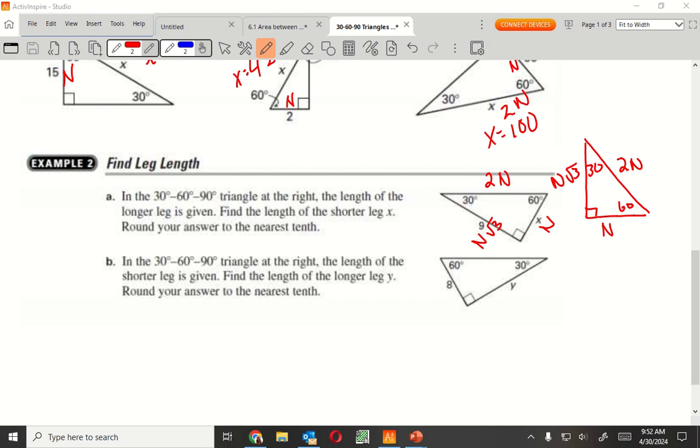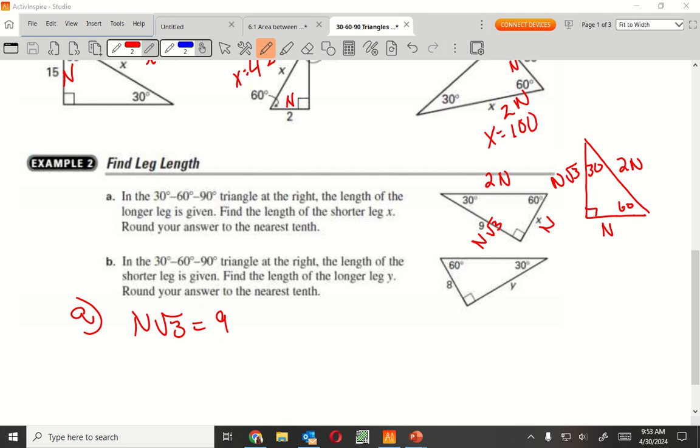Now, I'm going to set it up the same way we did last time. So, we're still trying to figure this out. When we did this yesterday, I took this value right here, which is n times square root of 3, is equal to 9, right? I'm going to do that one here. So, for part A, n times square root of 3 is equal to 9.